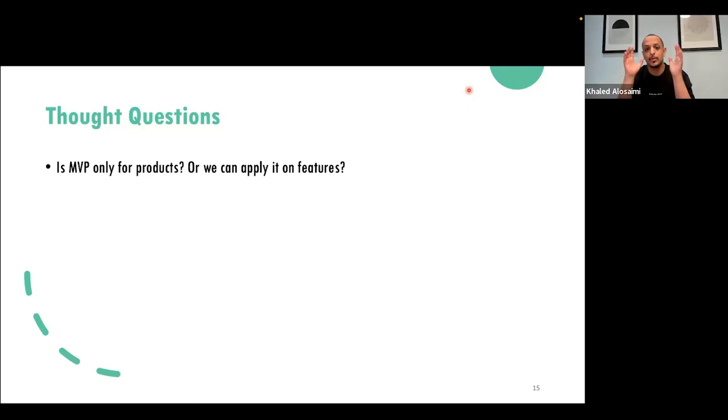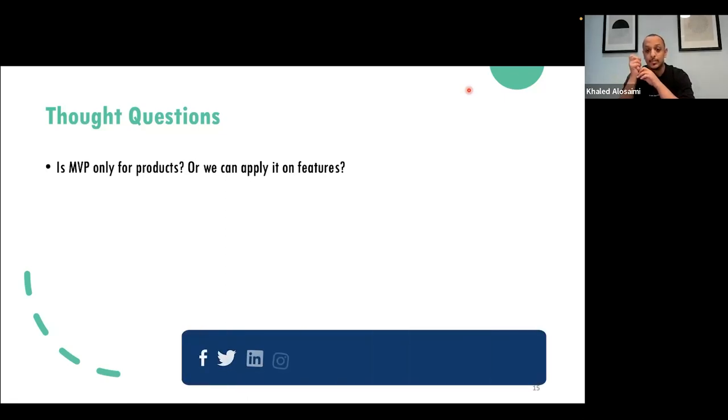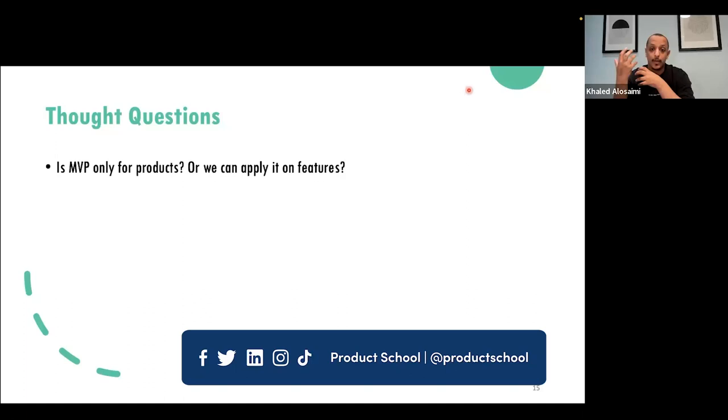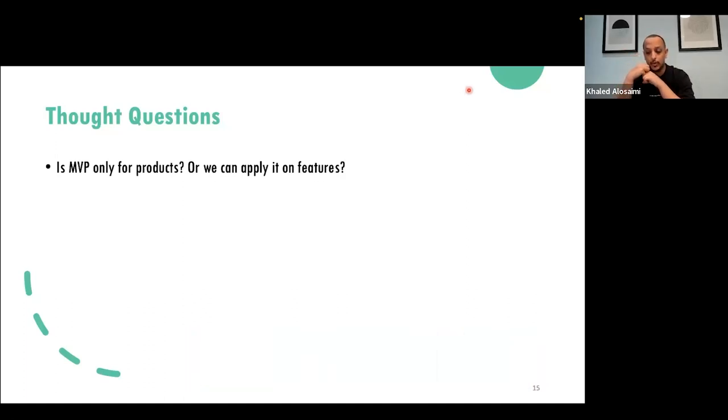There's two schools of thought. This is how I see it. One school is saying that it's in the name itself. Since we're talking about a product, that means it should only focus on products. MVP, minimum viable product, is something that will require a lot of investment and a lot of thought process. It should focus only on the really big ideas.